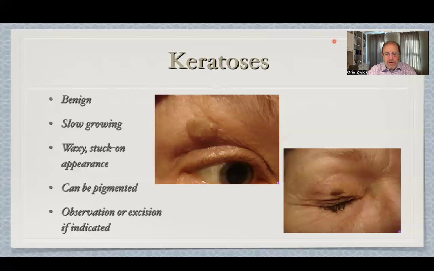Keratotic lesions, smooth, waxy, stuck-on appearance. Some people call these skin tags. They can present more pedunculated, where they start to grow out a bit more and hang. These, again, are benign. Observation is typically indicated, but if they bother a patient, they can certainly be excised depending on the size of the lesion.